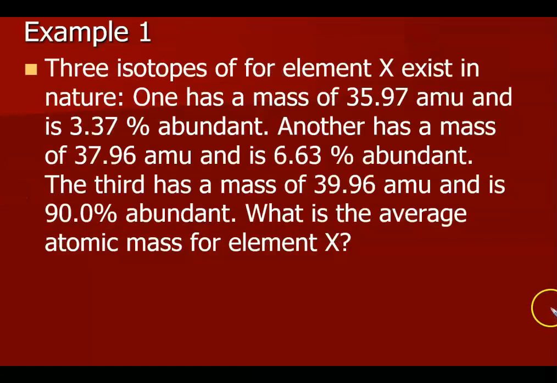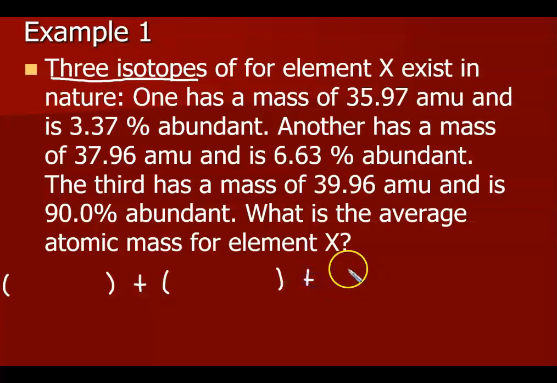All right, let's do some examples. Our first example says we have 3 isotopes. So the fact that we have 3 isotopes, we're going to have 3 sets of parentheses with the plus sign in between. And that's going to equal our average. And we are looking for our average atomic mass. And so it's asking for that, so that's what we're going to be looking for.